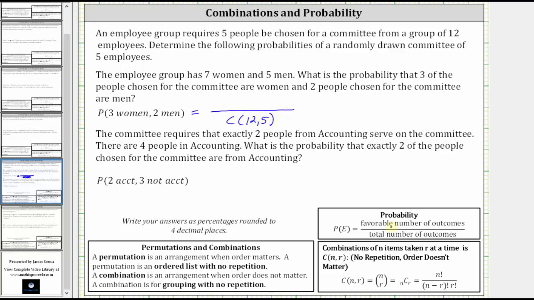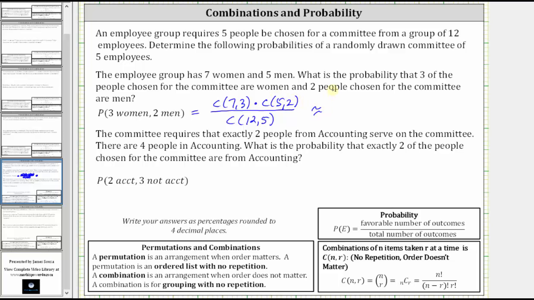The numerator is going to be the favorable number of outcomes, which will be the number of ways we can choose 3 women from 7 women, times the number of ways we can choose 2 men from 5 men. So the number of ways we can choose 3 women from 7 is 7 choose 3, and then times the number of ways we can choose 2 men from 5 is 5 choose 2.